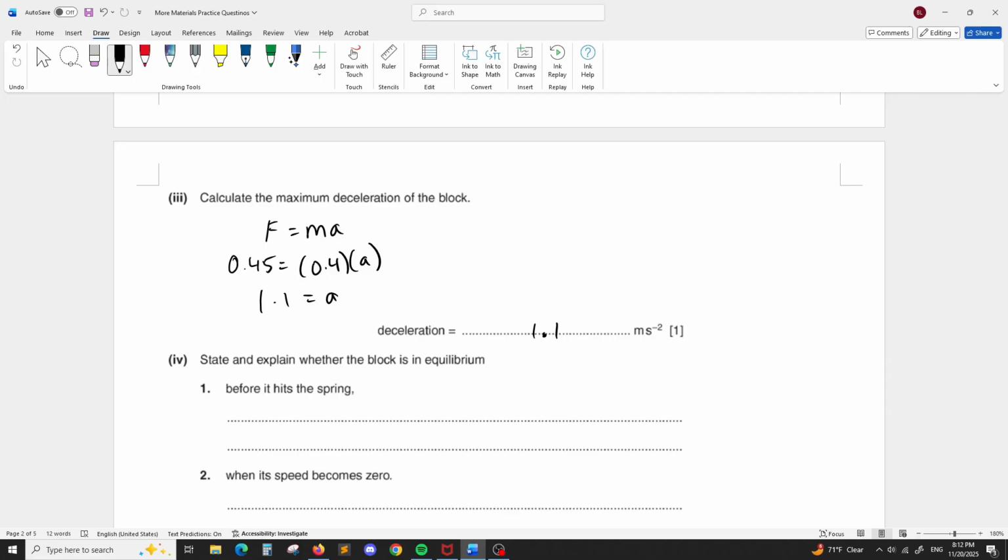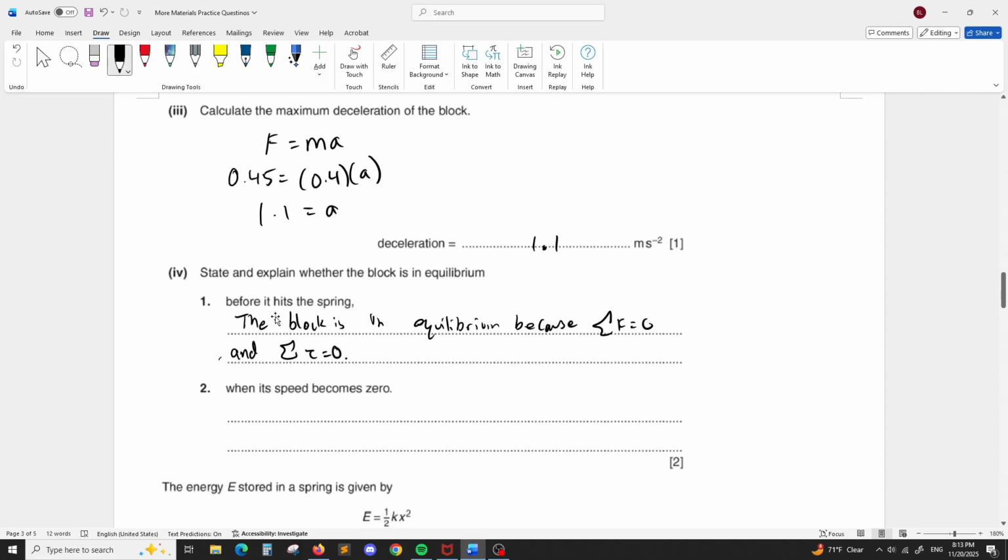Four, state and explain whether the block is in equilibrium before it hits the spring. So in this case, the block is in equilibrium because the sum of forces is equal to 0, and even though it's completely unrelated to what we're doing, you have to say it because it's part of the definition of equilibrium. The sum of the torque is also equal to 0.